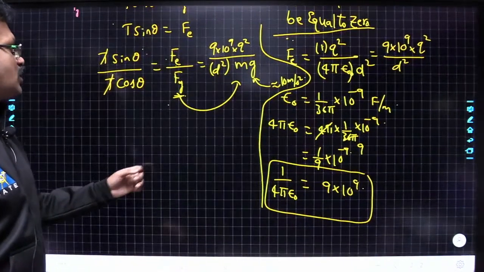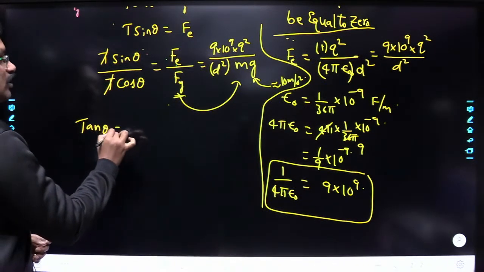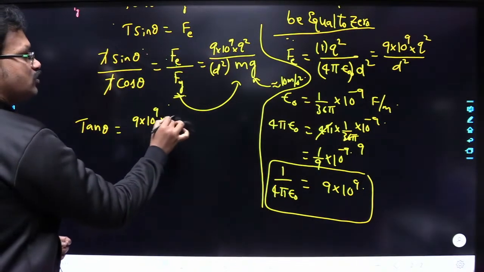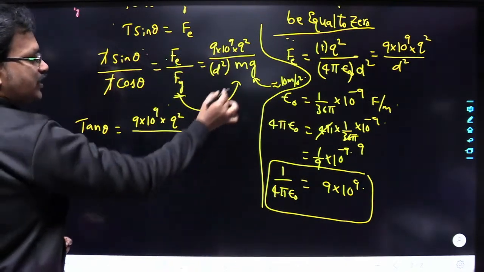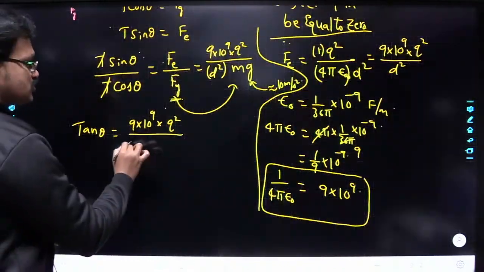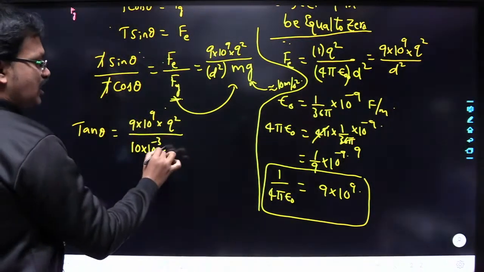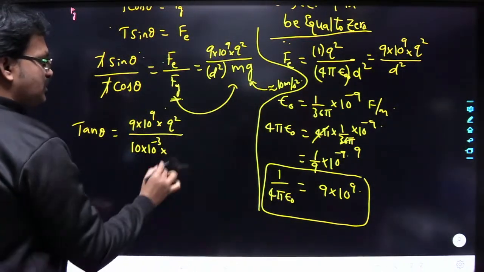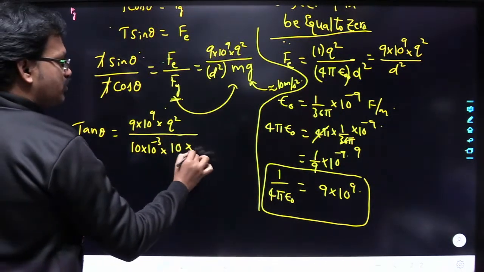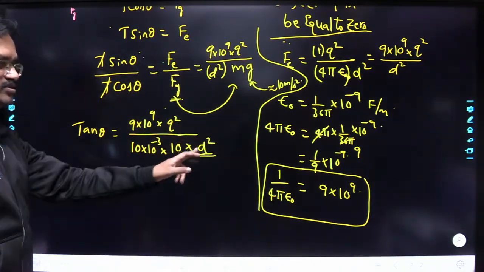Okay, now substitute all this here. What are you going to get? Tan theta is equal to 9 into 10 power 9 into q square divided by m, which is 10 grams. So I can write 10 into 10 power minus 3 kg, and g is approximately 10 meter per second square. And what is the only unknown here? I have to determine this d value.